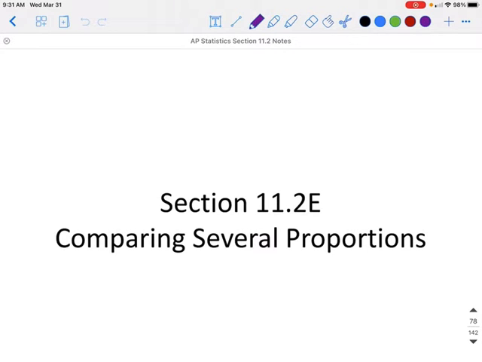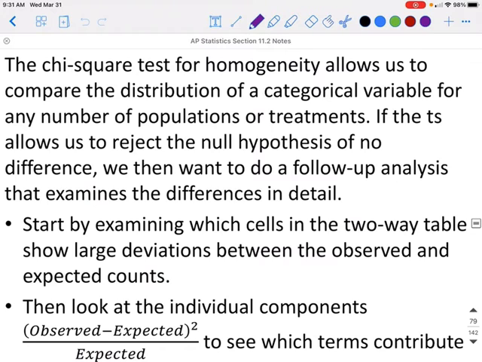This is section 11.2, part E, comparing several proportions. The chi-square test for homogeneity allows us to compare the distributions of a categorical variable for any number of populations or treatments.